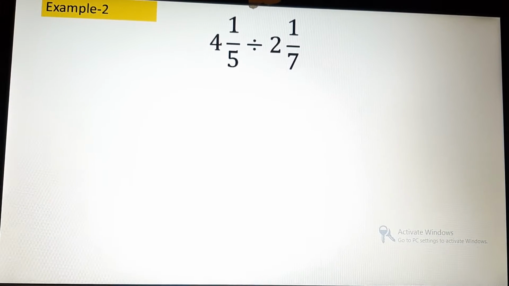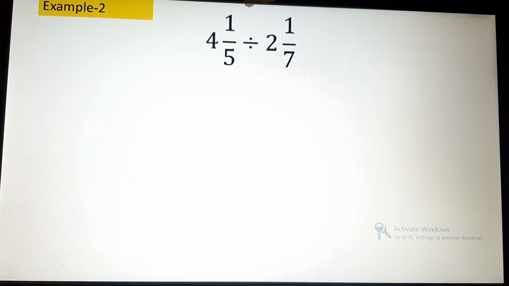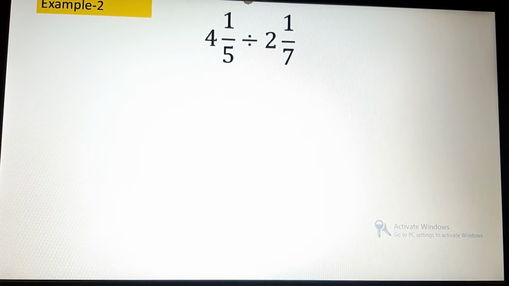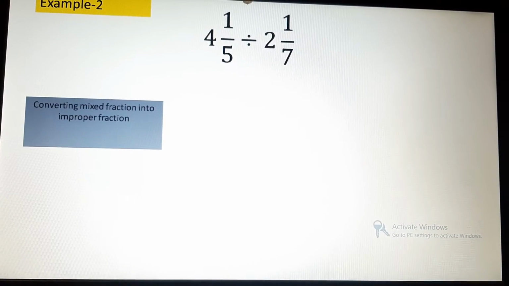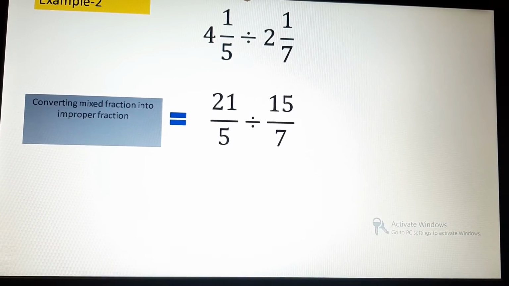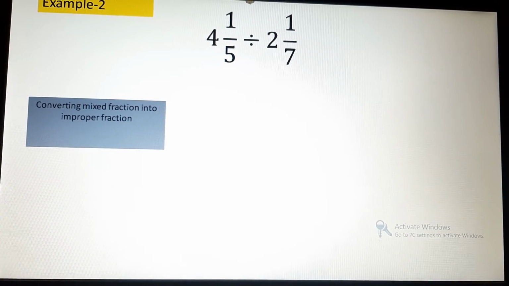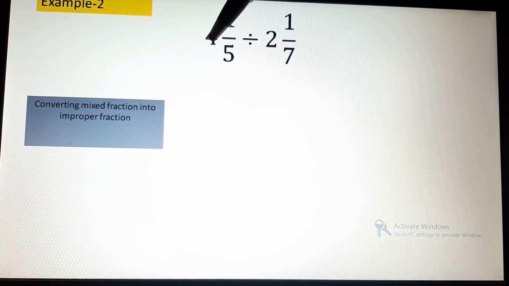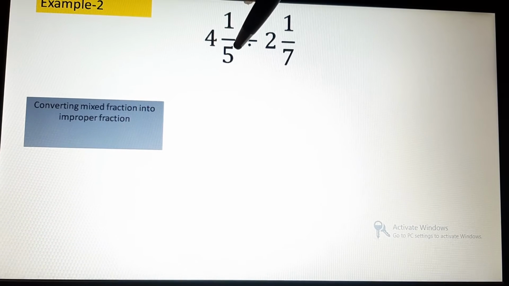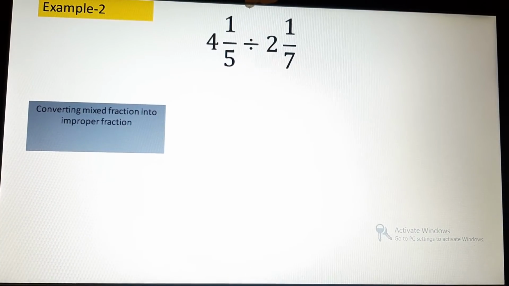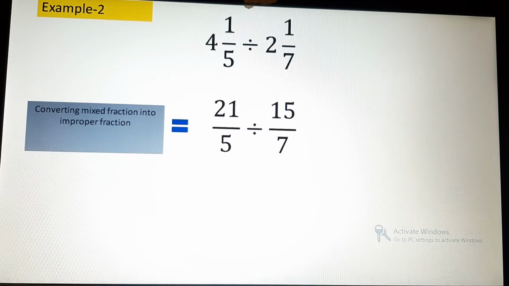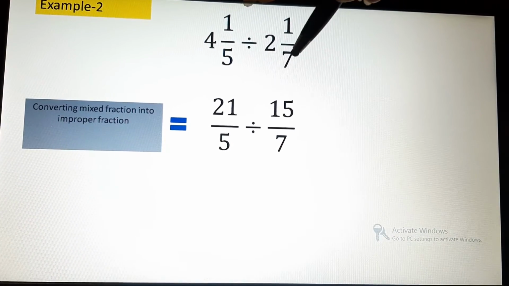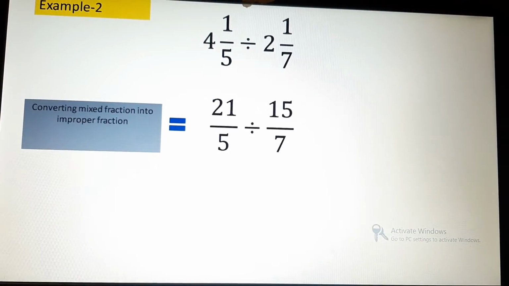You are familiar with this. This is an example of a mixed fraction. We are going to make the mixed fractions into improper fractions, and you all know that you have to multiply 4 with 5. 4 5s are 20 plus 1 is 21/5. And likewise 7 times 2 is 14, plus 1 is 15/7.